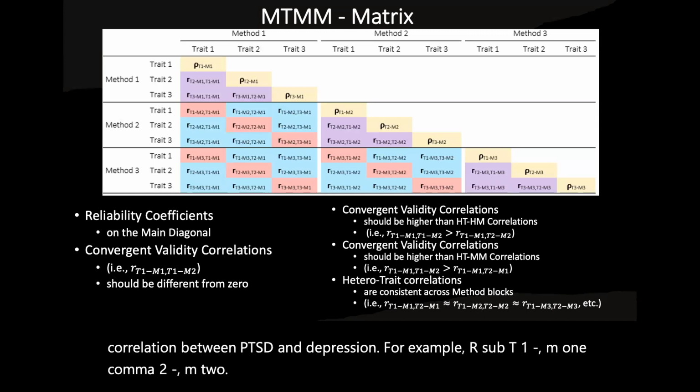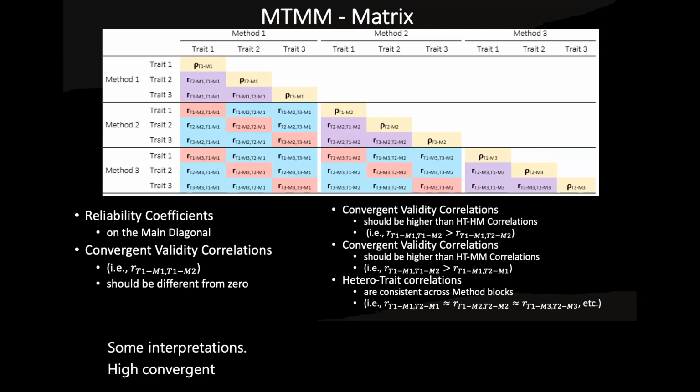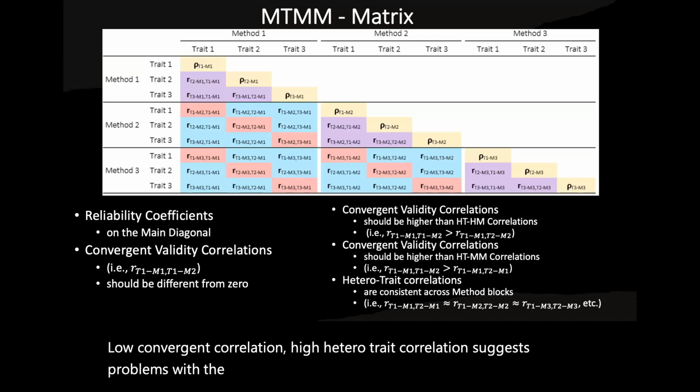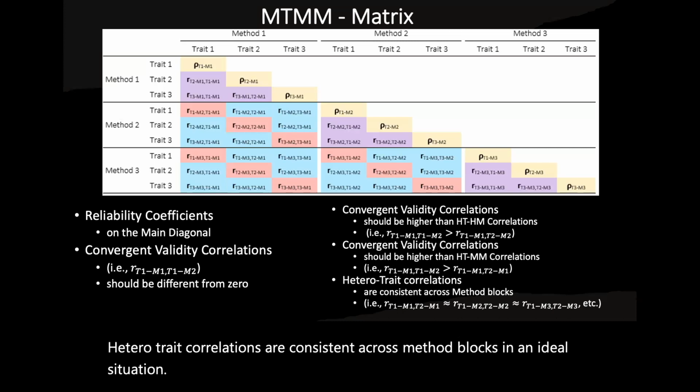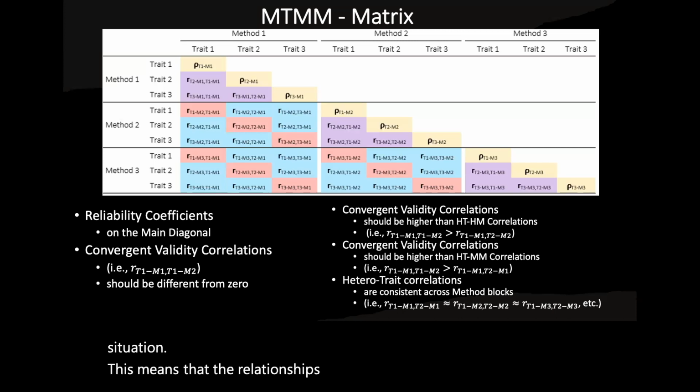Some interpretations. High convergent correlation and low heterotrait correlations indicate good construct validity. Low convergent correlation and high heterotrait correlation suggest problems with the methods or understanding of the traits. Heterotrait correlations are consistent across method blocks in an ideal situation. This means that the relationships between different traits should be similar regardless of the method used.